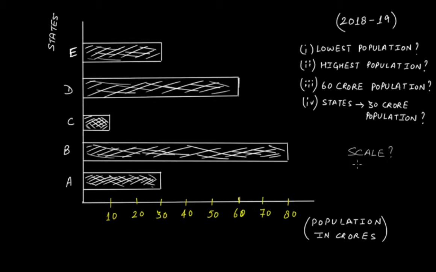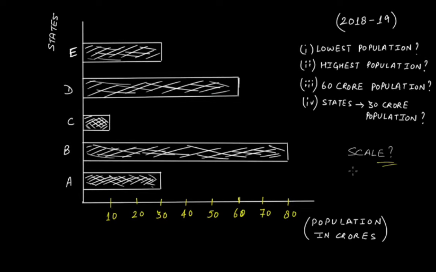Therefore our bars are horizontally projected. If someone asks you what's the scale of this graph, of course we are starting from 0. So 0 to 10, then 10 to 20, then 20 to 30, then 30 to 40. Of course each unit length is of 10 crores, because this is 10 crore, this is 20 crore, this is 30 crore.